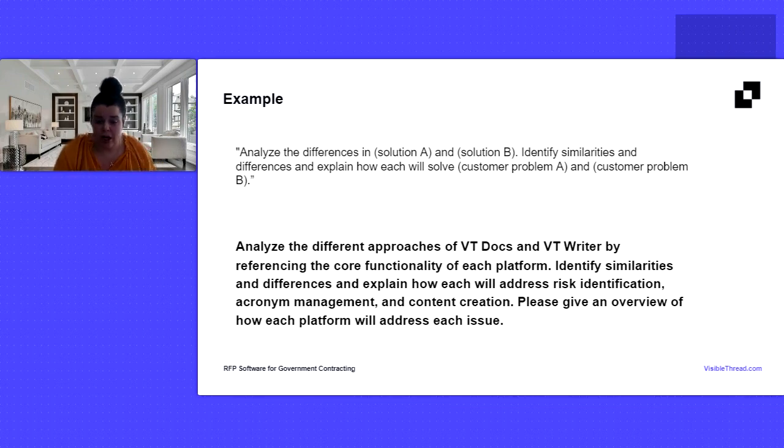We gave a little bit more context as far as the core functionality. So we want to get down to core functionality of each platform, identify how they are alike and different on these and how they will address these specific items. So we've given context and we've given kind of the why and the job. And you'll see when we generate the content, it's going to help the AI get to the benefits and the drawbacks of each for these specific items.